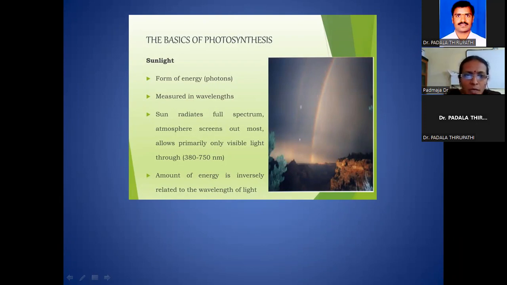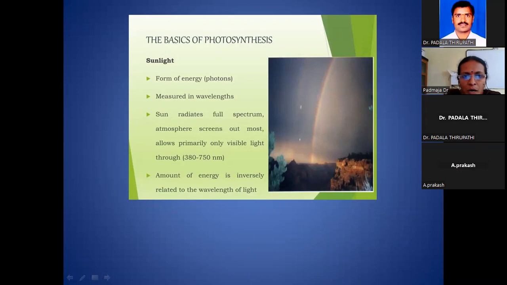So here, the sun is the main source of energy for the plants to prepare their food materials. The energy that is coming from the sunlight, or the particles of light, are called photons. And these photons carry a quantum of energy. This energy is helpful to undergo photophosphorylation in the plants.